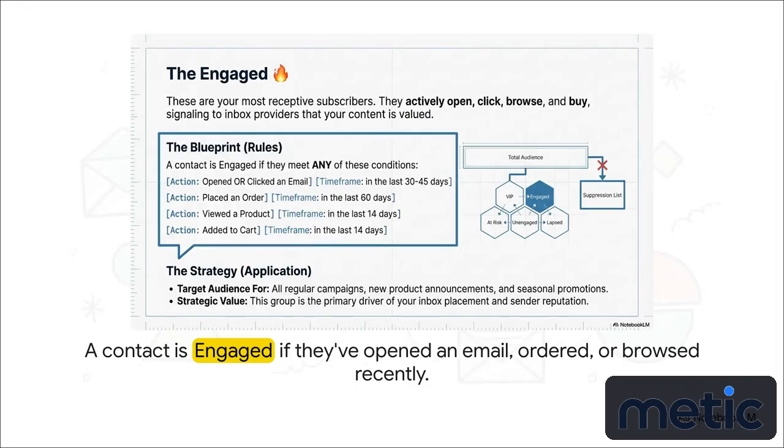And the rules for this group are all about recent, positive signs of life. Did they open an email in the last month or so, place an order in the last 2, or even just look at a product or add something to their cart in the last couple of weeks? Yep, these are your people. This is who you target with all your regular campaigns, your new product drops, and all your promotions.